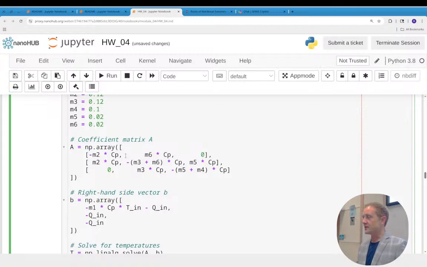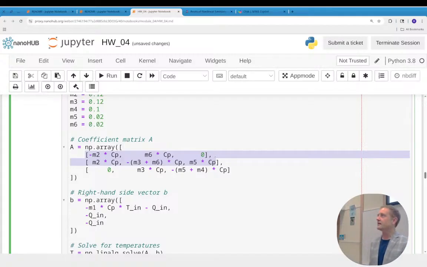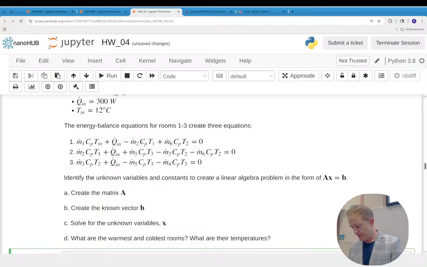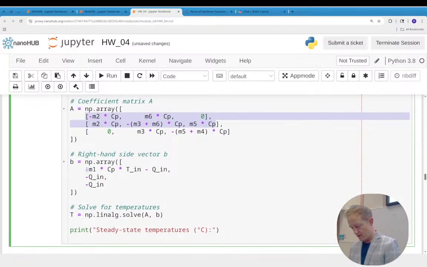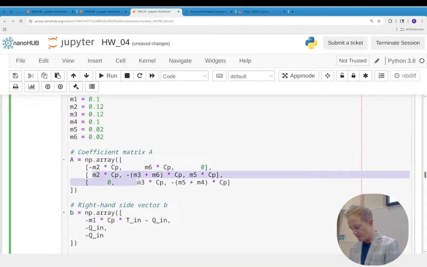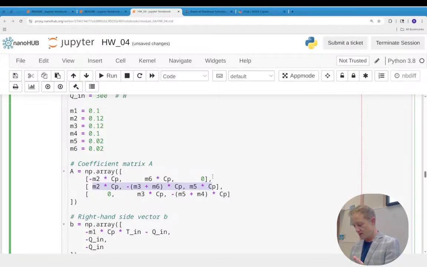Some quick checks that you can do. Is equation 1 only a function of T1 and T2? So I'll scroll back up, and sure enough, I only see a T1 and a T2 in equation 1, and then there should be 2 other terms on my right-hand side, so that b vector output. So b, here I've got those 2 terms, a negative q in and that m1 times T in.